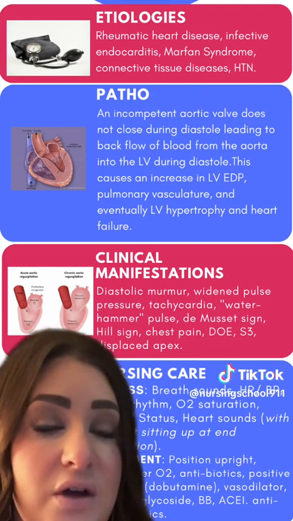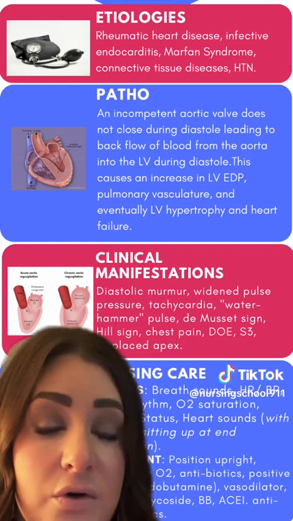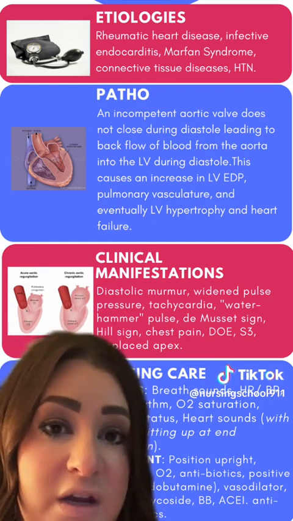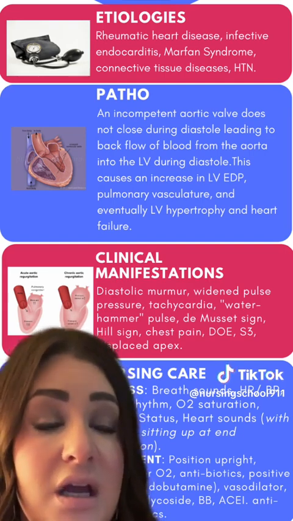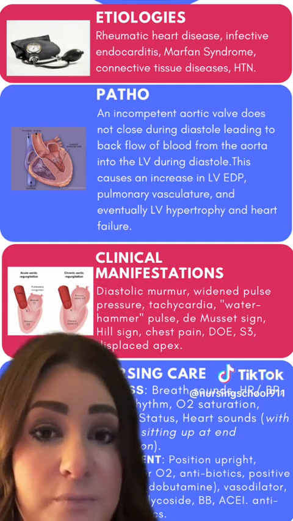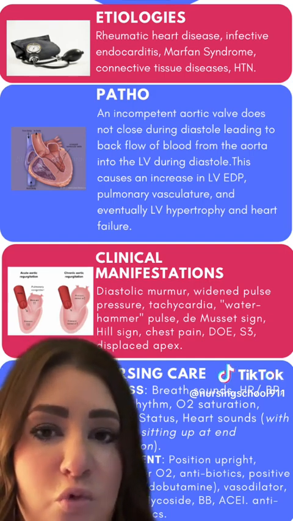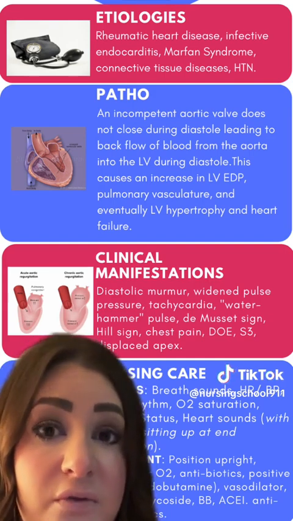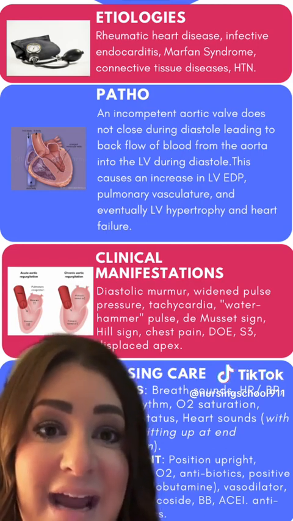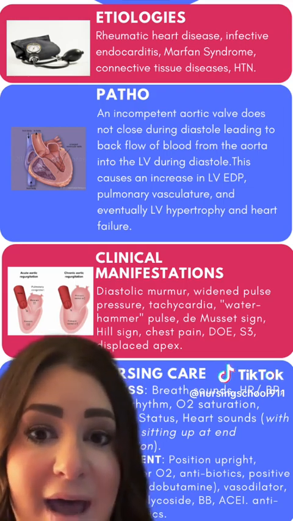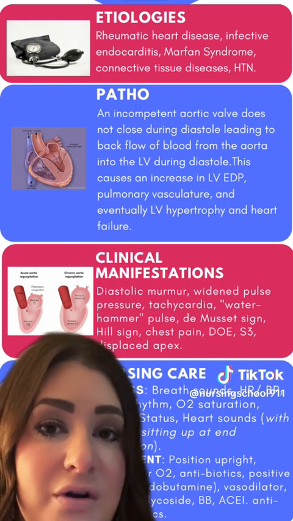It's best felt if you ask the patient to hold their arm up, and you can feel the radial or brachial pulse. And what happens is it's a very, very bounding pulse that you'll feel. And what causes it is that very rapid return of blood flow back to the heart during diastole, as the aortic valve is wide open and allowing blood to flow back up into the heart during diastole.